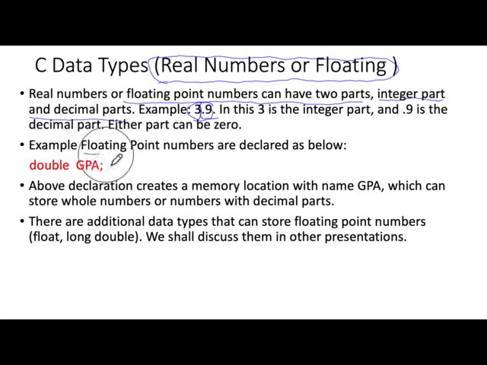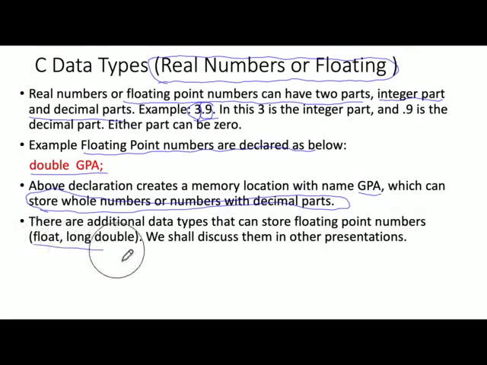This is an example of declaring floating point numbers. double GPA. In this declaration, the computer creates a memory location with name GPA, which can store whole numbers or numbers with decimal parts. But a whole number will not be without a decimal part, without a 0 decimal part. There are additional data types that can store floating point numbers, like float and long double, and we should discuss them in some other presentation.